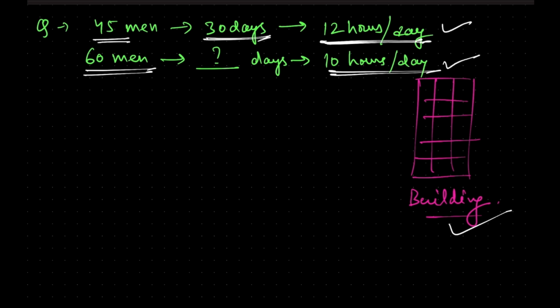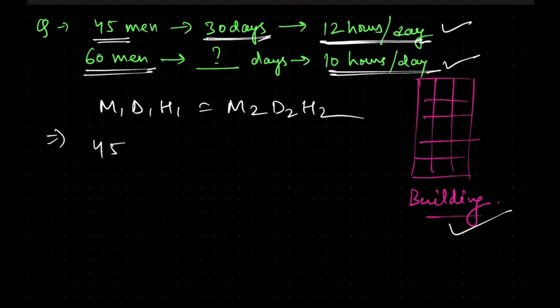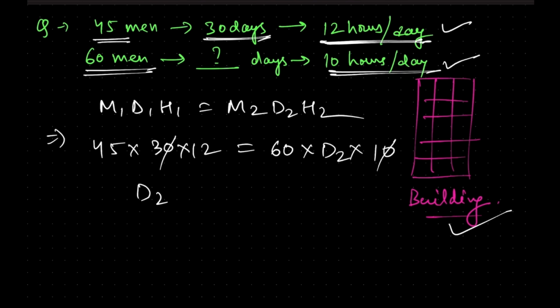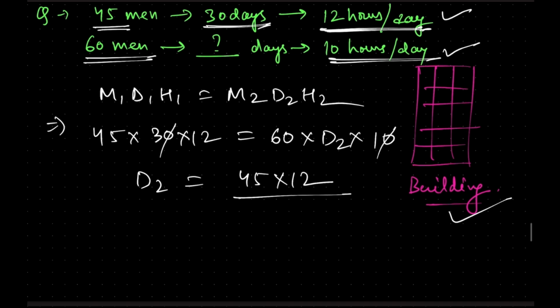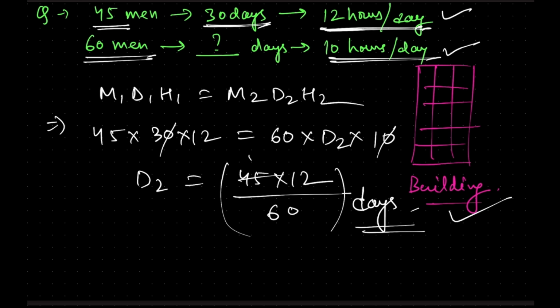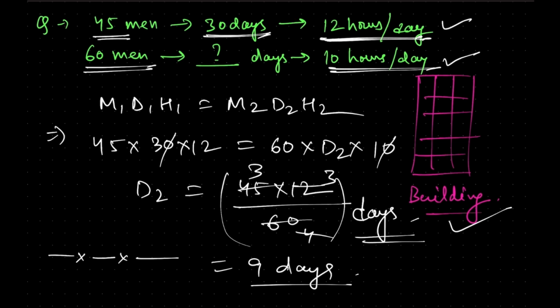This is the question. We have the formula m1 d1 h1 = m2 d2 h2. So we will put the values: 45, 30, 12, and here 60, d2 we don't know, and h2 is 10. So the zeros we will cut. What will be the value of d2? 45 into 12 by 60. Let's calculate: 3, 4, 3, so 9 days. I hope you all have understood the concept.